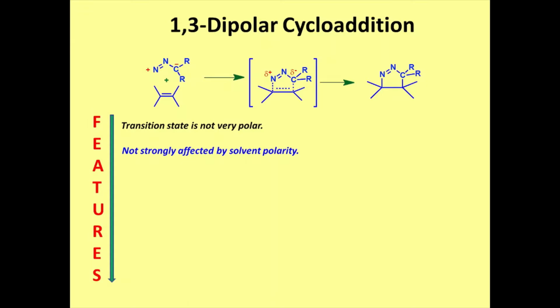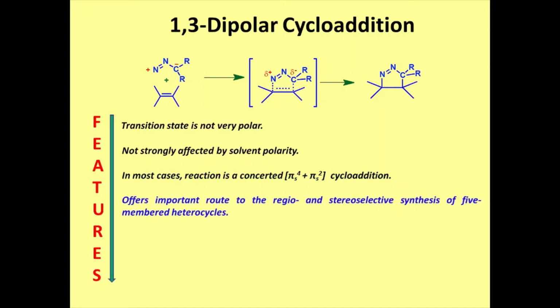So we can say that the reaction rate is not strongly affected by the solvent polarity. In most cases, the reaction is a concerted process, a π4s + π2s cycloaddition reaction, where π4s is from the 1,3-dipole and the dipolarophile provides the π2s electrons. So this is that kind of cycloaddition reaction. And very importantly, it offers a route to the regio- and stereoselective synthesis of 5-membered heterocycles.